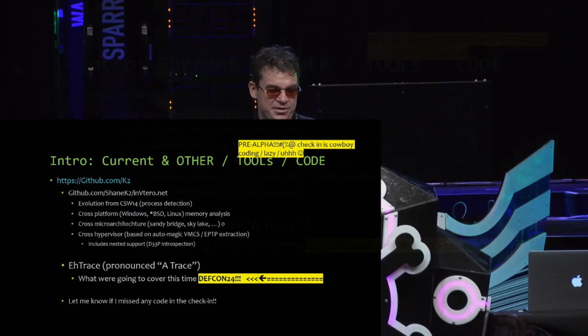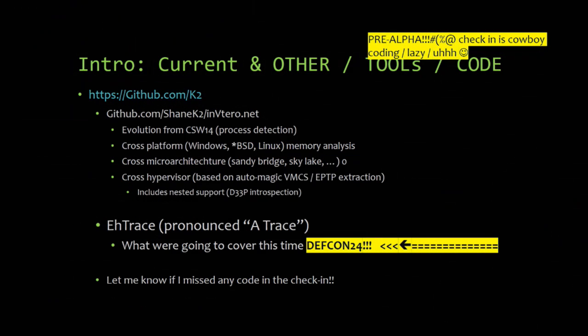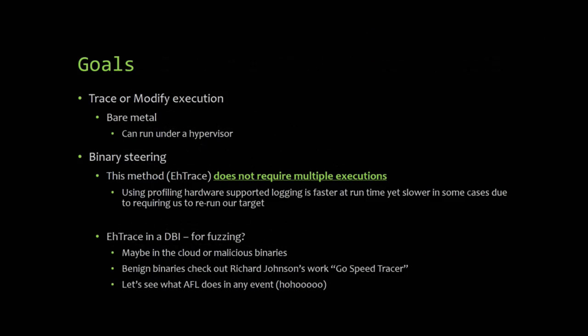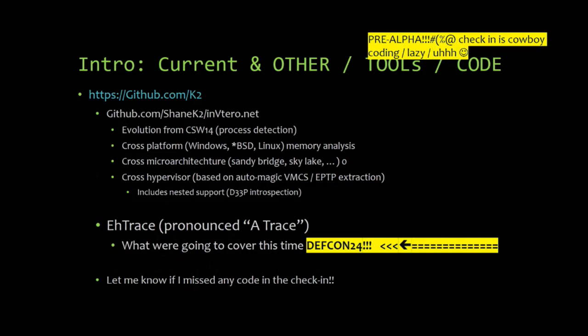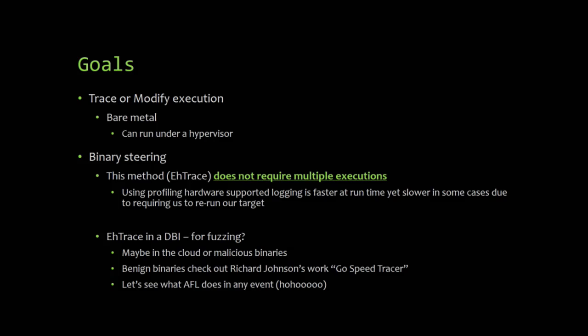These are some other tools. Oh yeah, here's the GitHub. If you want to check it out, that's my GitHub, K2. Really short GitHub username, should be easy to remember. EhTrace is the one we're talking about today. Invertero was the thing I started a couple of years ago, at DEF CON 22. It's a nested virtualization memory, recursive physical to virtual extraction thing. It's kind of neat. Let me know if I forgot something.